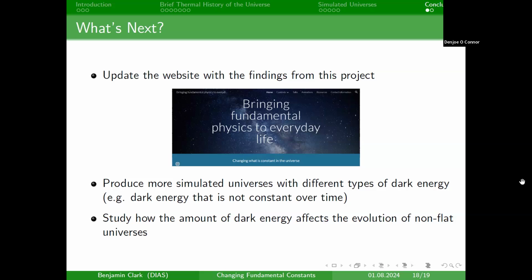And then it would also be very interesting to study how the amount of dark energy present would affect the evolution of non-flat universes. So right now, the universe is approximately flat, but we don't know whether this was always the case, or will always be the case. So thank you for listening.